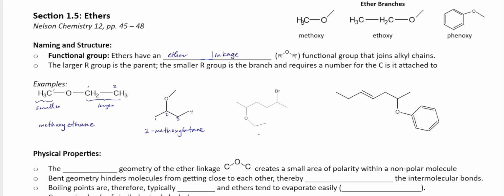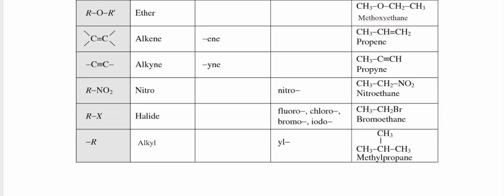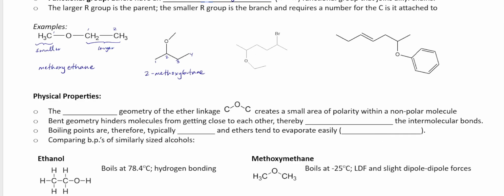Over here, it's a bit more complicated. I have to check because my ether linkage happens on the second carbon, but I also have a halide over here as well. So which way will I number it? Left to right or right to left? Well, it depends. Does the ether have the priority or does the halide have the priority? Let's go to our priority chart. We can clearly see that ether has priority over halides, so we need to give the ether linkage the lowest possible number. So I'm going to number it from the left to right, 1, 2, 3, 4, 5, 6.